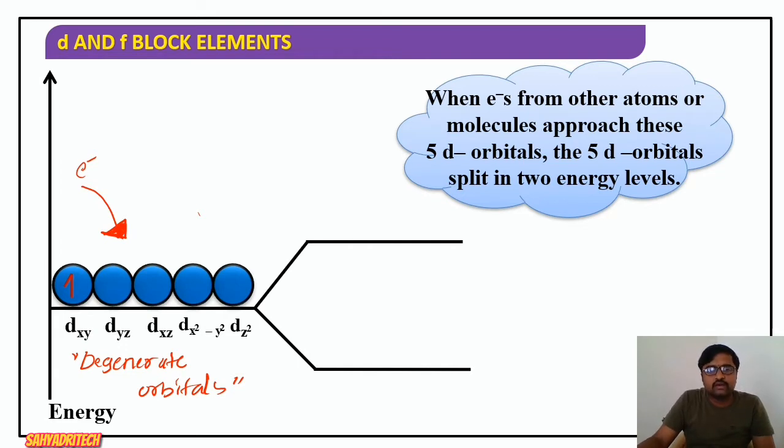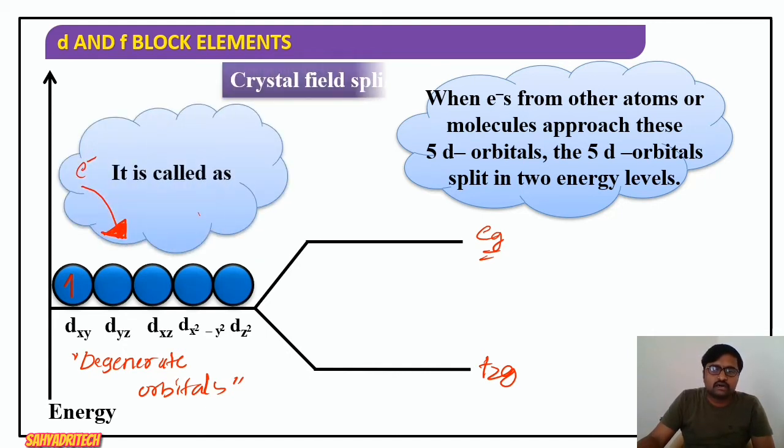One is called T2g orbital and the other is called Eg orbital. Here T2g and Eg are different energy levels. So it splits into two energy orbitals. Therefore, we call it crystal field splitting. What is it? It is called crystal field splitting. When does it take place? Whenever an electron of other atoms or molecules or any chemical species approaches the degenerate orbitals, splitting of d orbitals takes place into T2g and Eg levels. This phenomenon is called crystal field splitting.